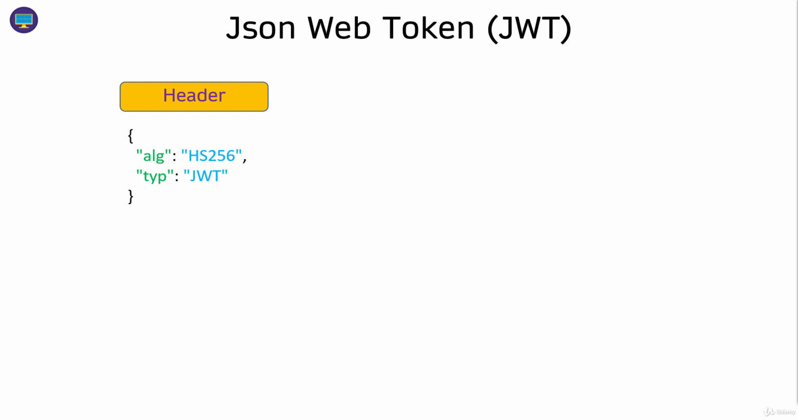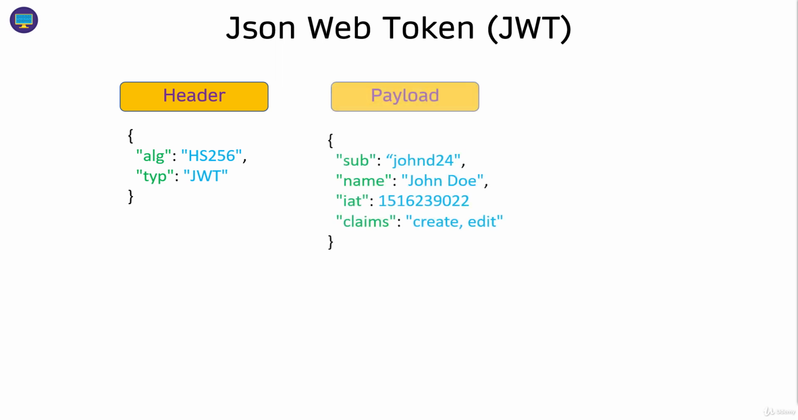The second part is going to be the payload, and that's where all the user or the subject information is going to be, things like their name and the time the token was issued, some other claims or permissions or authorities that the user has, and maybe the name of the user and the actual username. In this case it is John D24. So that's going to be the payload.